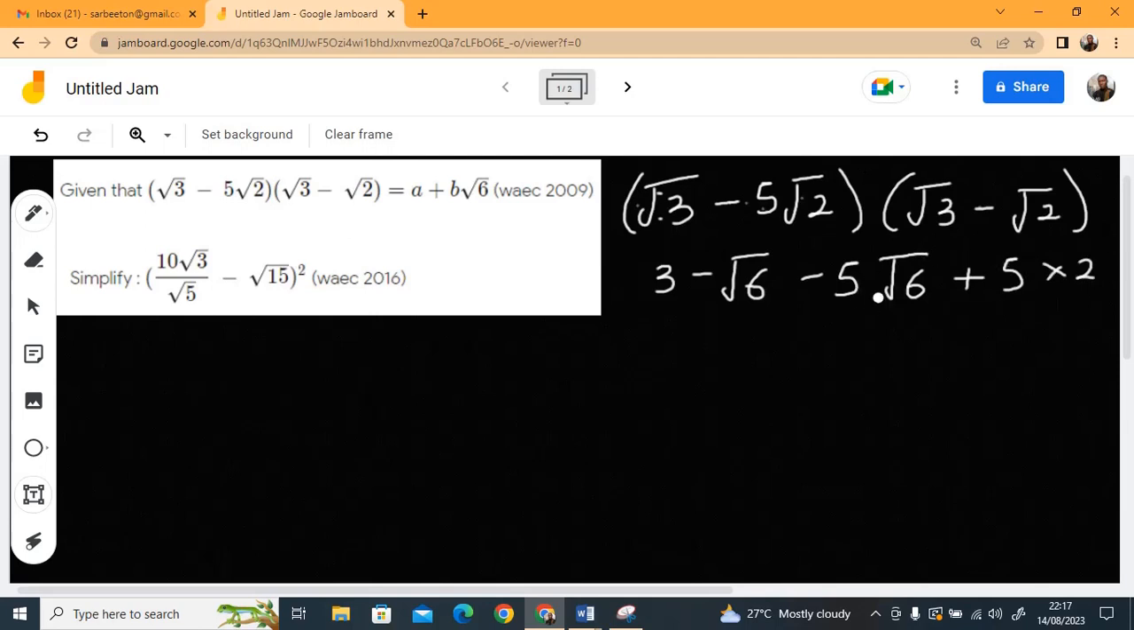You should get what I'm trying to do here. So we have 3 minus root 6 minus 5 root 6. 5 times 2 is 10. Did you get the logic now?